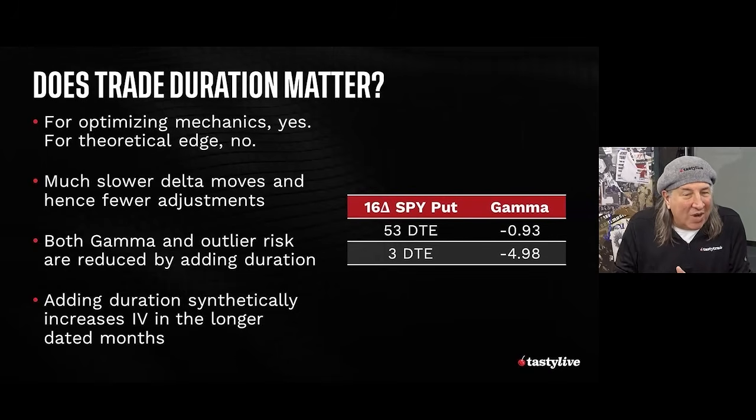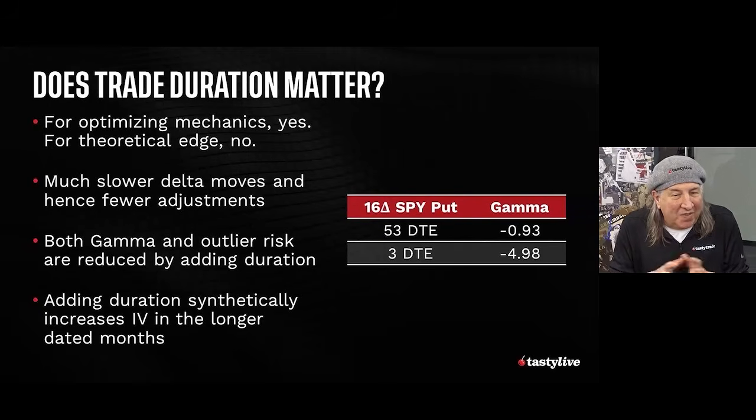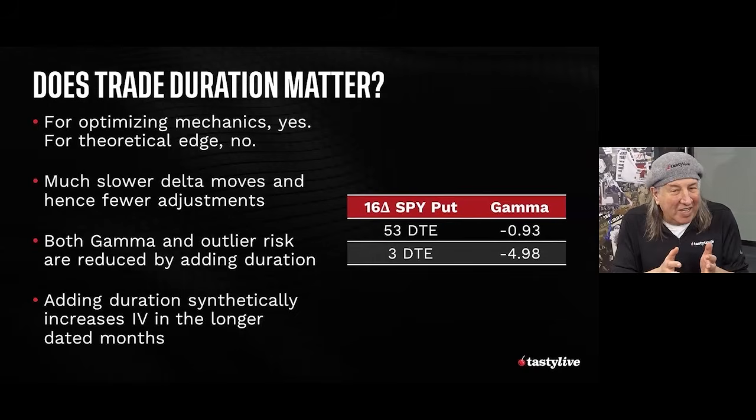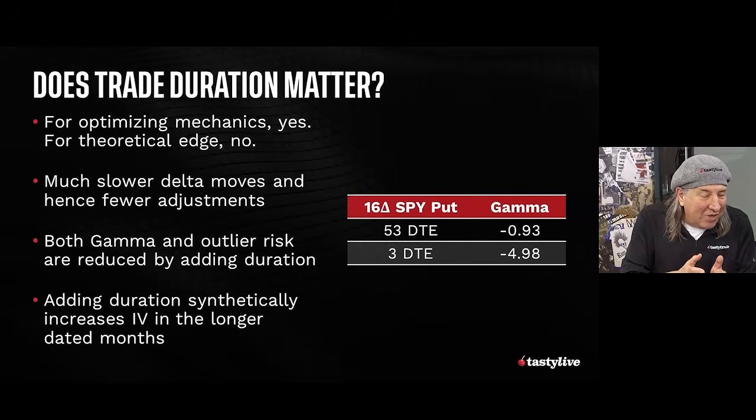And if you look on the right-hand side of the page here, you can see with the 16 delta put, 53 days to go, the gamma is 0.93. And then the gamma risk goes up by 5x when you go down to three days to go. So there's 5 times less gamma risk from 3 days to 53 days. And that's just the whole argument here.